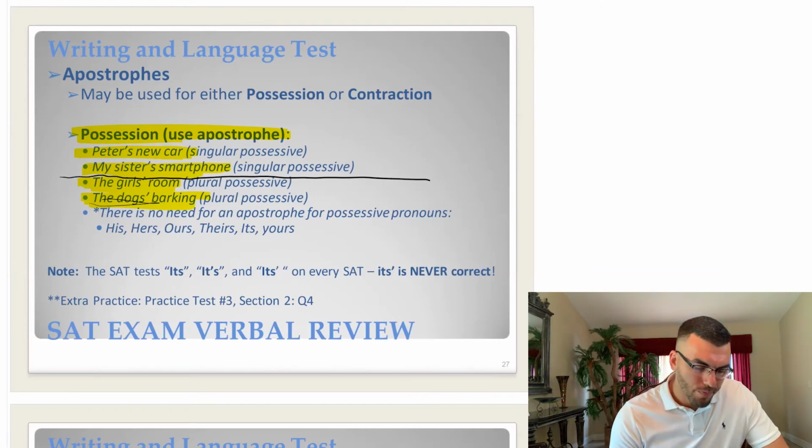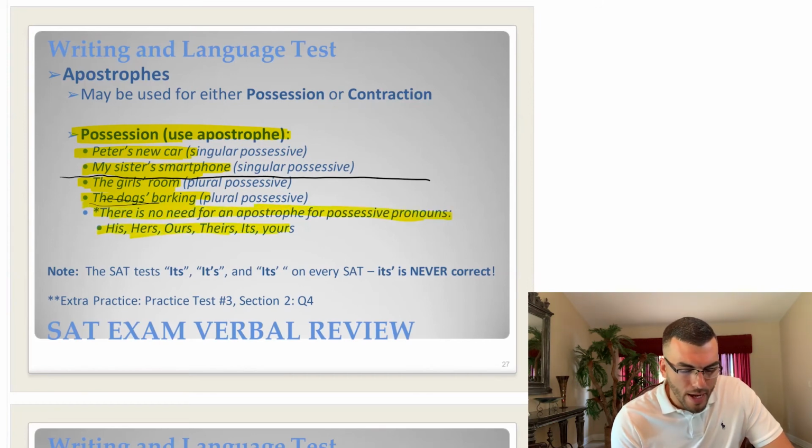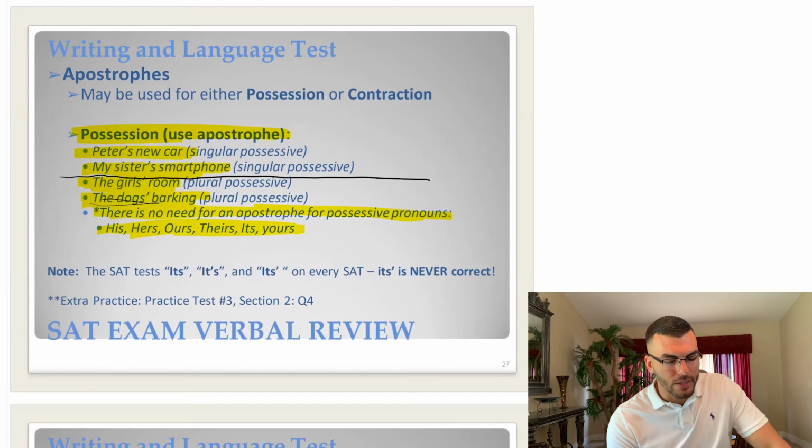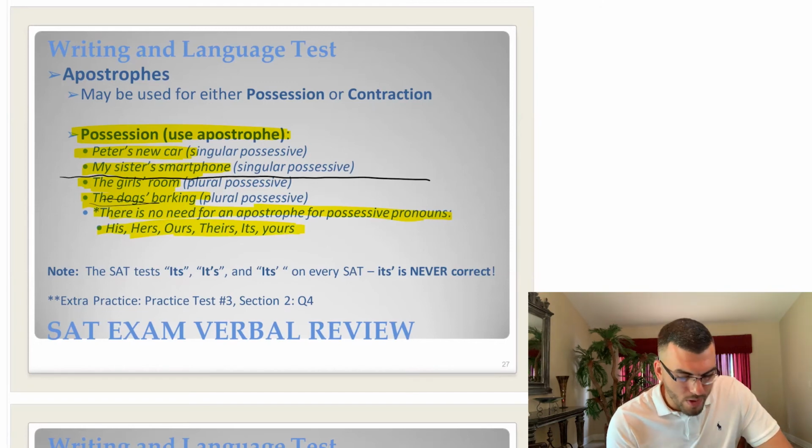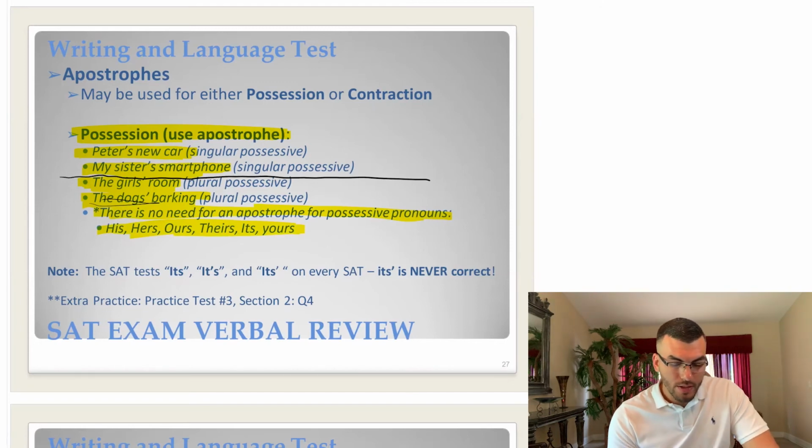There's not enough room. And then there's no need for an apostrophe for possessive pronouns. So his, hers, ours. You don't need apostrophes for possessive pronouns. So let's look at one example. Let's go to practice test 3, section 2, question number 4.